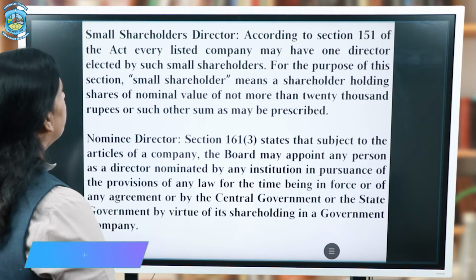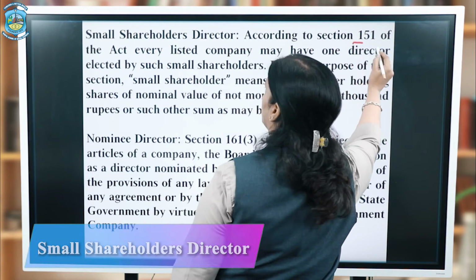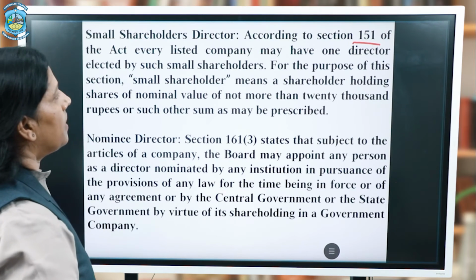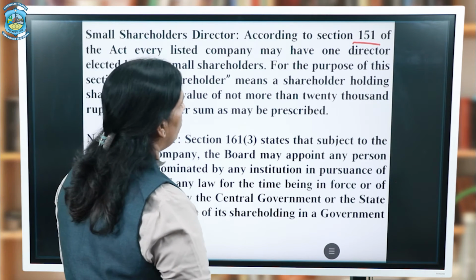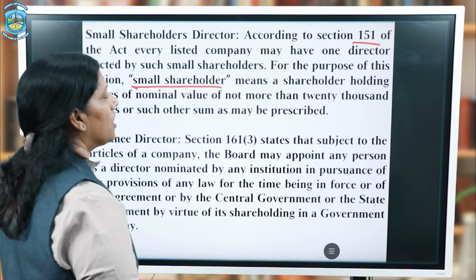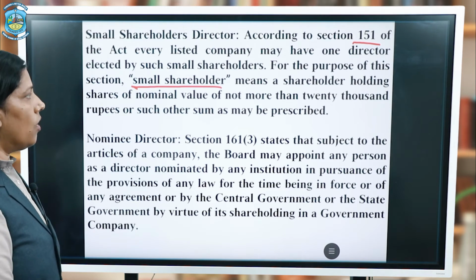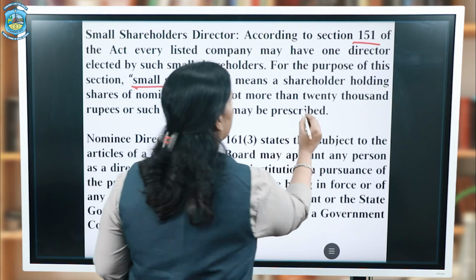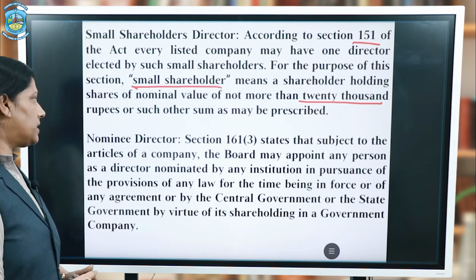Let us understand first the small shareholder director. According to section 151 of the Act, every listed company shall have one director elected by such small shareholders. For the purpose of this section, small shareholder means a shareholder holding shares of nominal value of not more than 20,000 rupees or such other sum as may be prescribed.